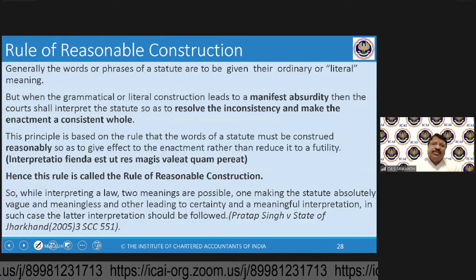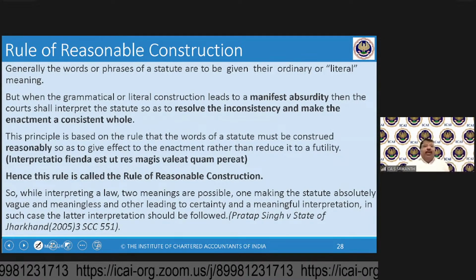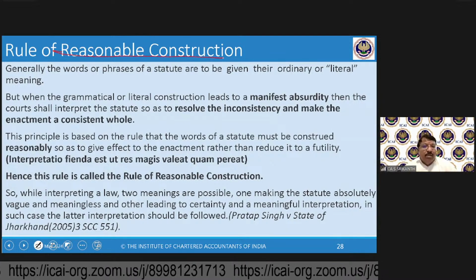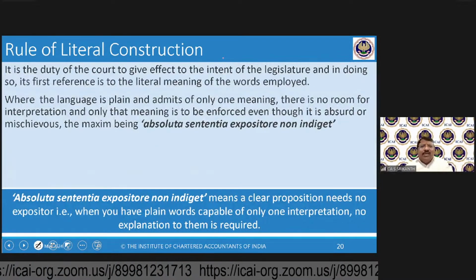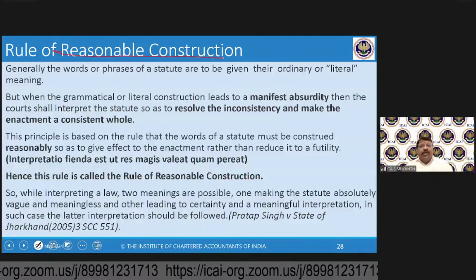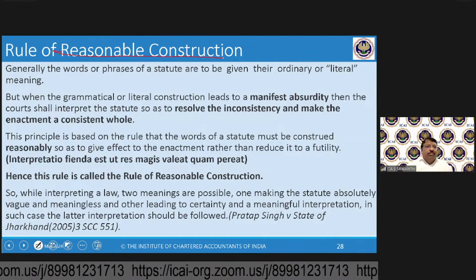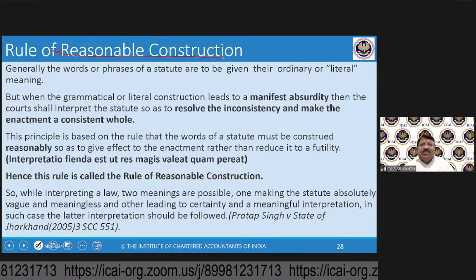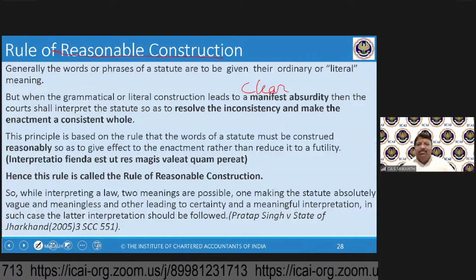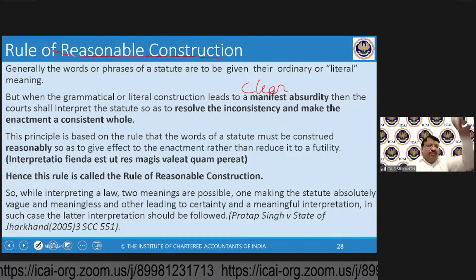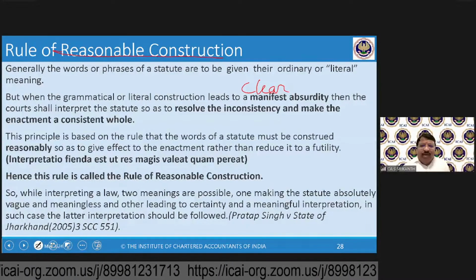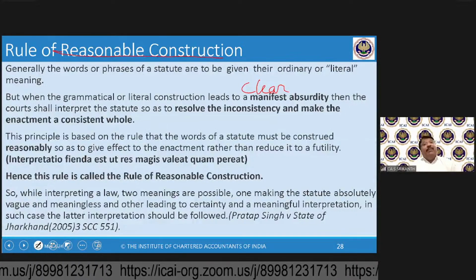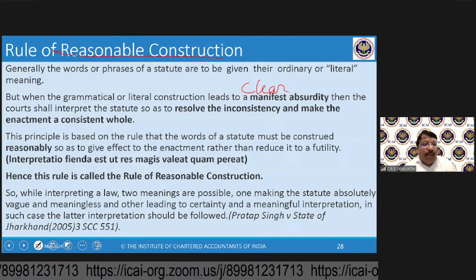So generally the words or phrases of a statute are to be given their ordinary or literal meaning. But now we have the rule of reasonable construction. You got it? For literal construction, everything is clear: absoluta sententia expositore non indiget. But the minute you say there is an ambiguity, the law is capable of two meanings, or the grammatical or literal construction leads to a manifest absurdity, manifest meaning clear. Sometimes when you make a list of items in a cover or in a chest, it's called a manifest, where what is in the box is made manifest, clear, by the list. Manifest absurdity.